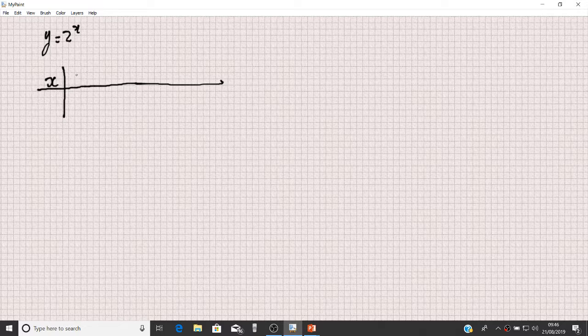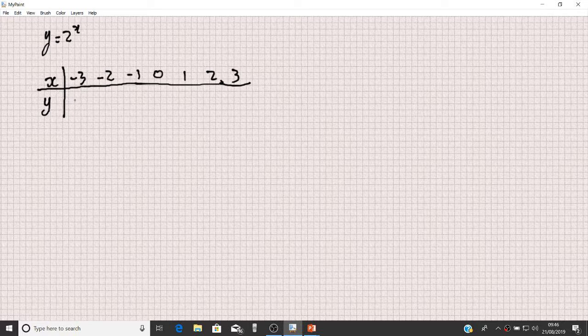So let's just say -3, -2, -1, 0, 1, 2, and 3. I think that should be sufficient to give us an idea of the shape of this particular graph. So y equals 2 to the power of x.